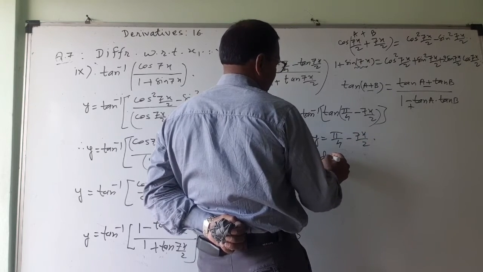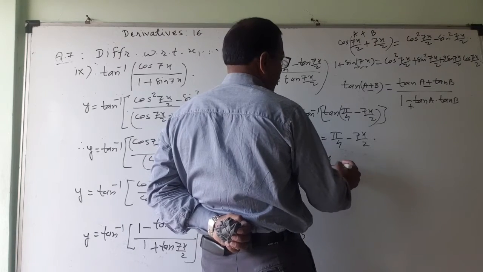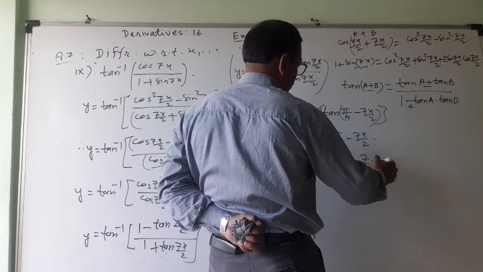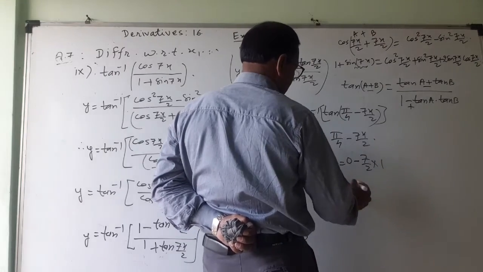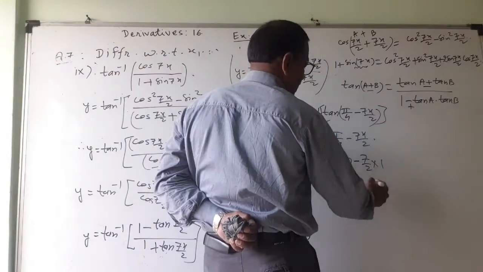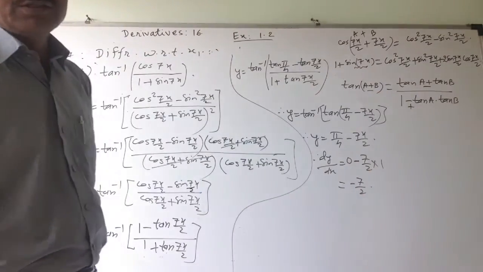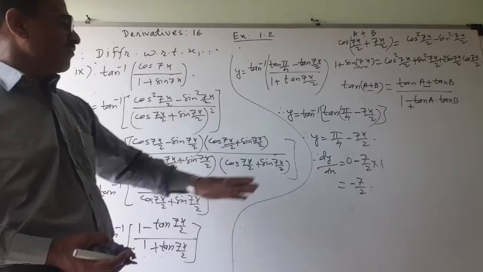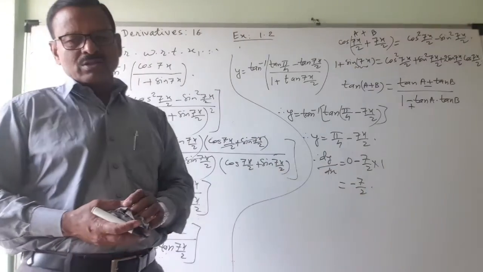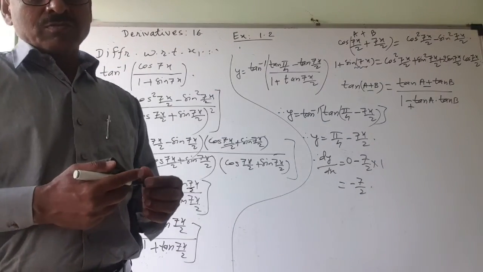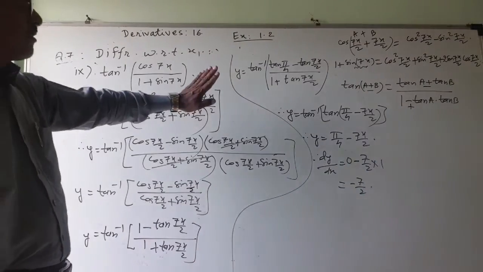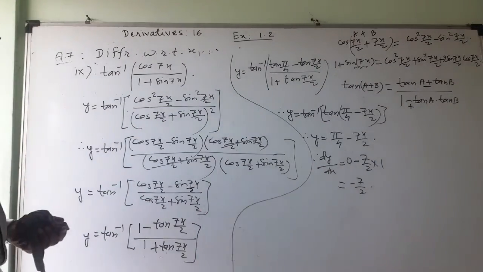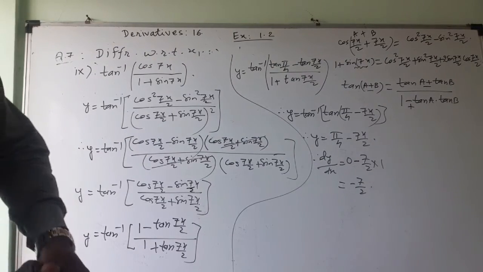Therefore, y is equal to tan inverse tan cut, pi by 4 minus 7x by 2. Therefore, dy by dx is equal to derivative of this is 0 minus 7 by 2 into x derivative is 1, and that is equal to minus 7 by 2. That is the answer. See that for the simplification a lot of time has been consumed, but for the actual derivative no time is required. So what I mean to say is your trigonometry should be very good for integration and derivative. So take a screenshot if you need.